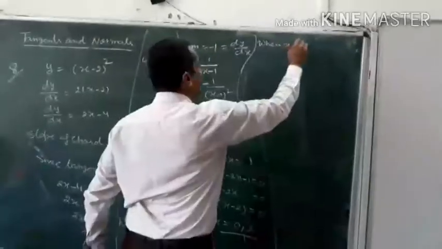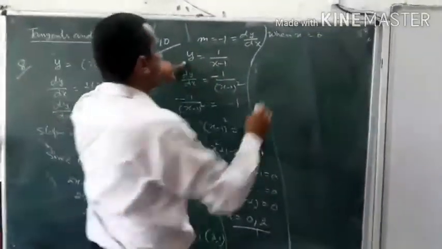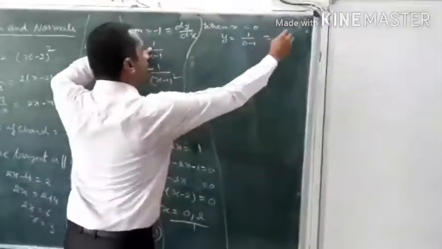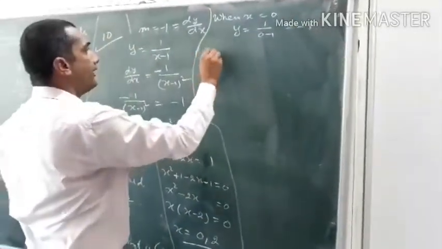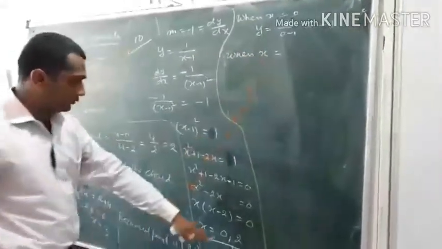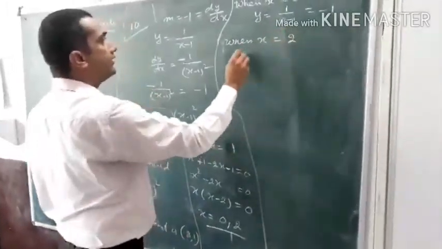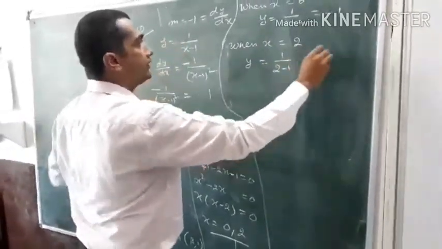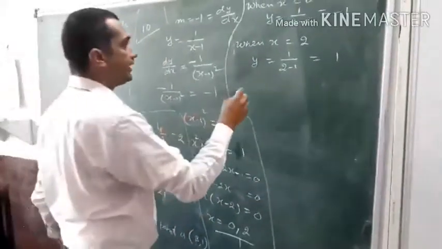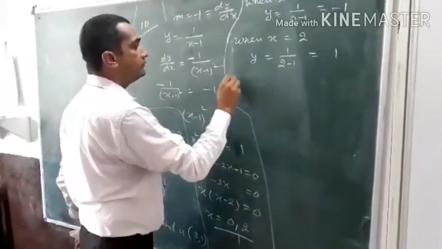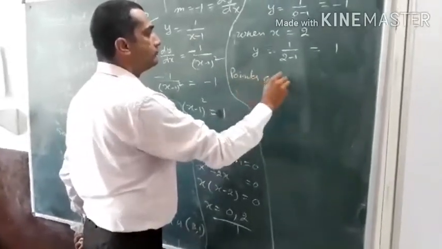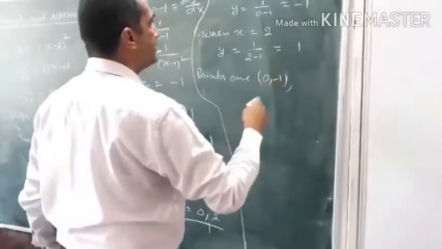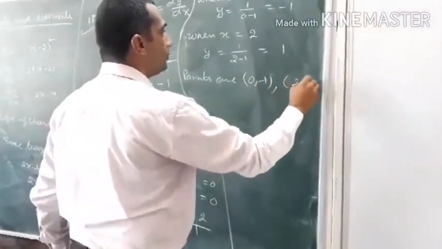When x is equal to 0, y is equal to 1 over (0 minus 1), which is equal to minus 1. When x is equal to 2, then y is equal to 1 over (2 minus 1), which is equal to 1. So what points have we got? Points are (0, minus 1) and (2, 1).